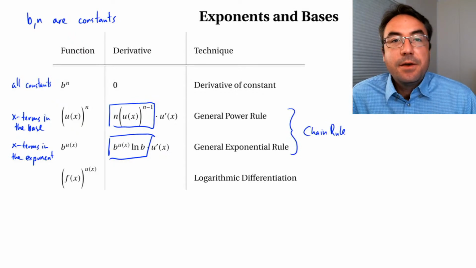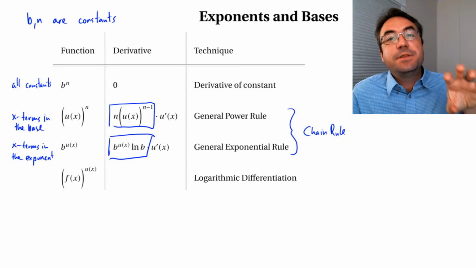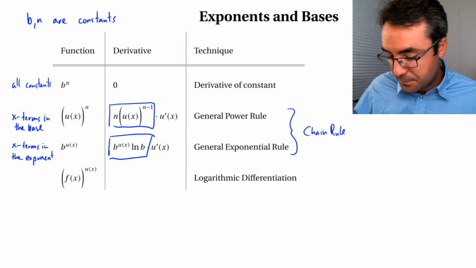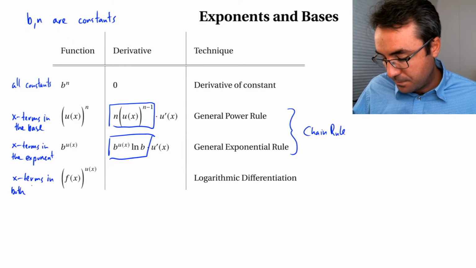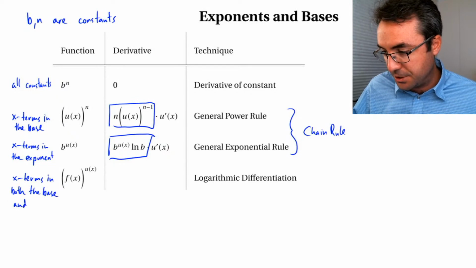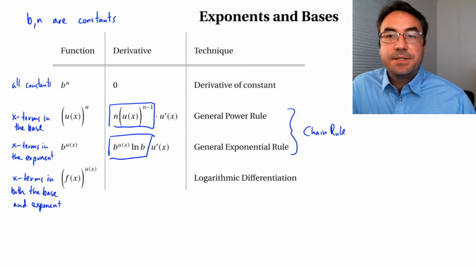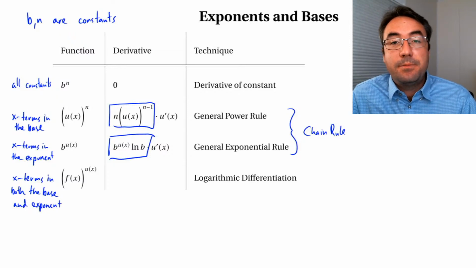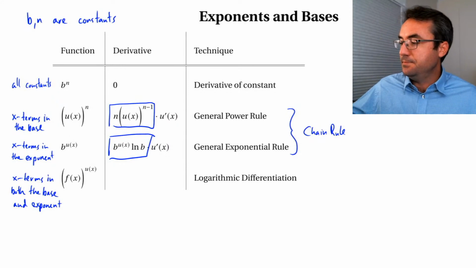And then finally, we talked about it in that last example. If we have a term where there are variables in both the base and the exponent, that's this last case here, and really there's no nice little formula for this one. You just have to go through the process of log differentiation. So this last case is where there are x terms in both the base and the exponent, and that's where logarithmic differentiation comes in.